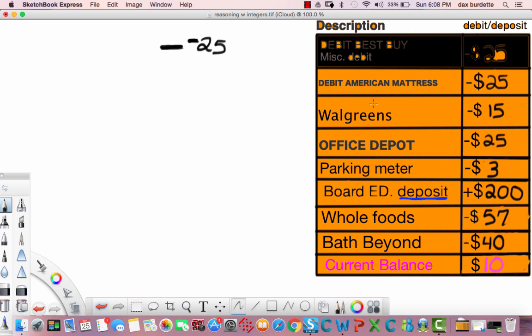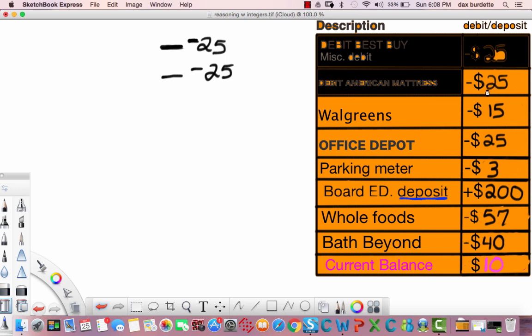Sorry for that. Now, let's say I didn't go to American Mattress. Let's take this one off as well. So we're going to subtract this minus $25 transaction off as well. Now let's subtract it. I didn't do that. Okay, so it's coming off.